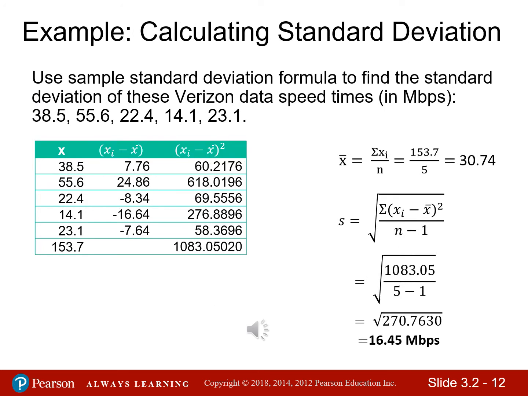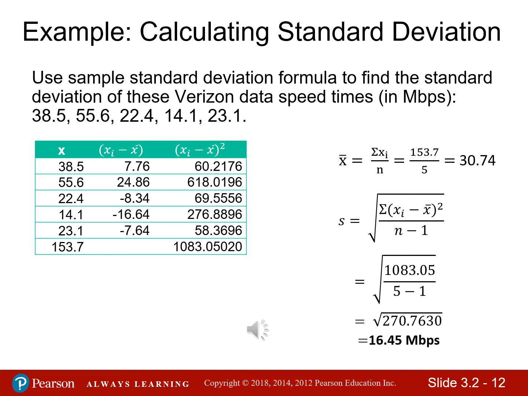So let's use our data set of Verizon data speed times, and we'll calculate the sample standard deviation for that data set. The first thing we'll want to do is calculate the sample mean of our data set. And remember, the sample mean is calculated by summing up all of our observations and dividing by the number of observations. So our sample mean with this data set is equal to 30.74.